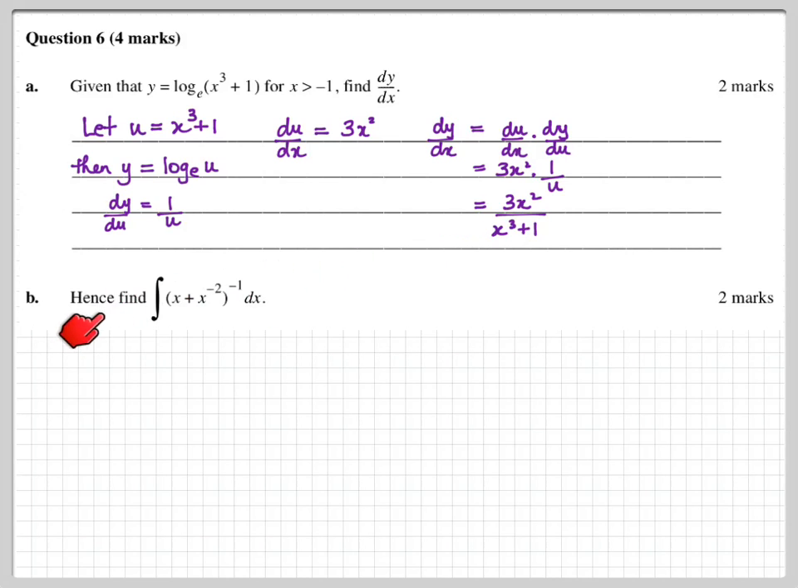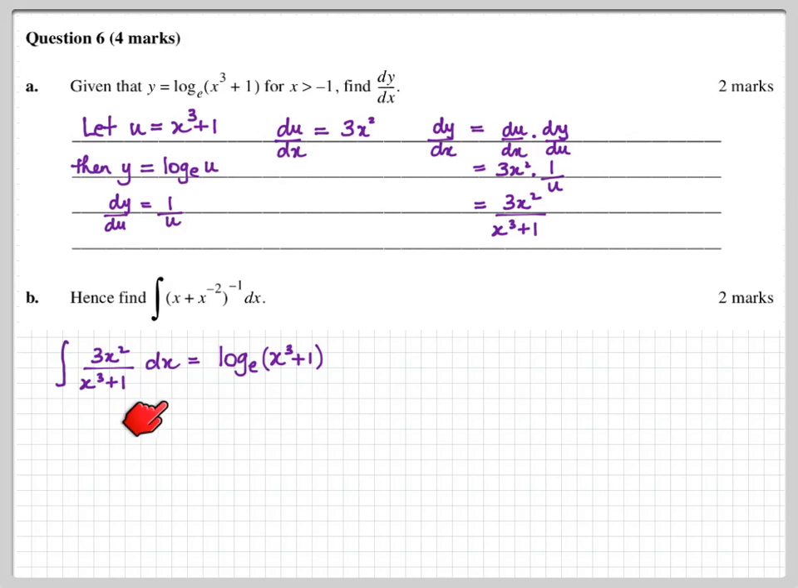We do that ordinarily with these sorts of questions anyway, because this is an integration by recognition question. And what we do is we start with our answer. So we have differentiated log e x cubed plus 1 to get this. So if we integrate this expression, we'll get back to log e x cubed plus 1. And so that's the first thing we write down.